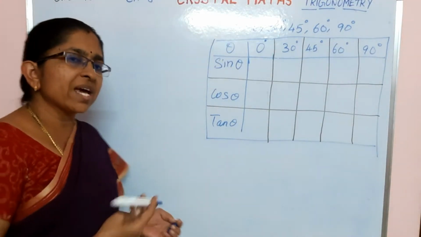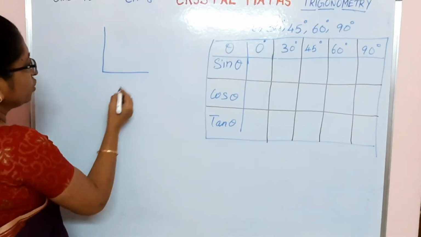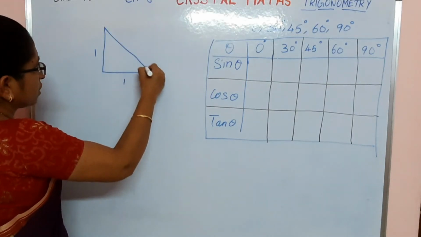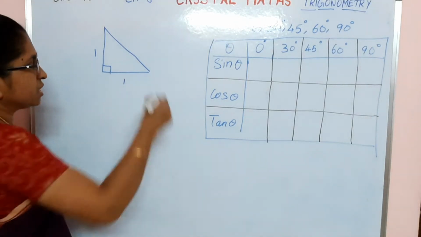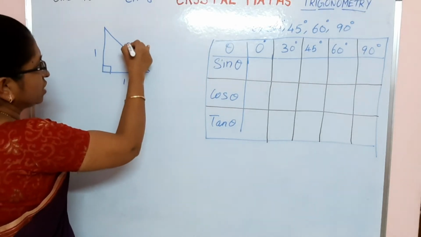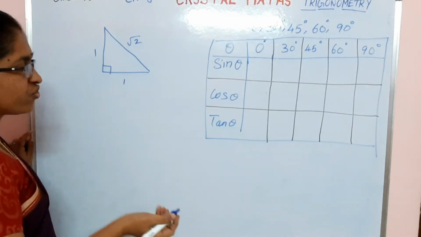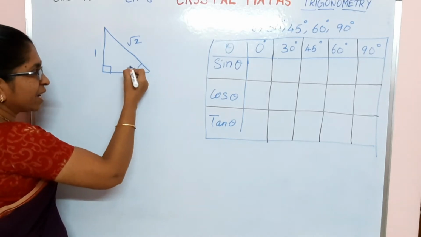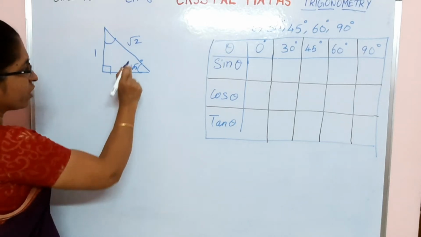First, let us draw a right triangle, an isosceles right triangle with unit 1. This is also 1, this is also 1. In that case, what will be the hypotenuse? Using Pythagoras theorem, we can say square root of base square plus height square. So it is equal to root 2. As I told, this is an isosceles right triangle. What might be the angle here? This is 90, so the remaining will be 45 degrees, and here also it will be 45 degrees.